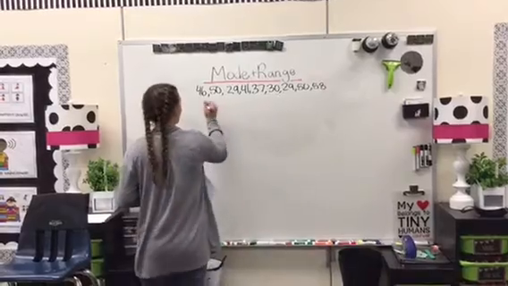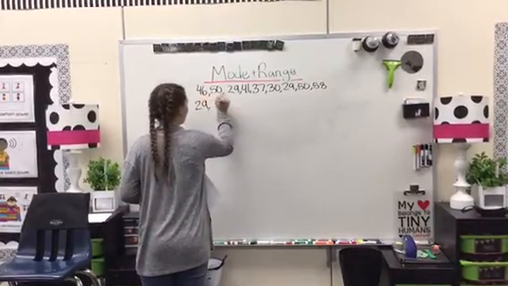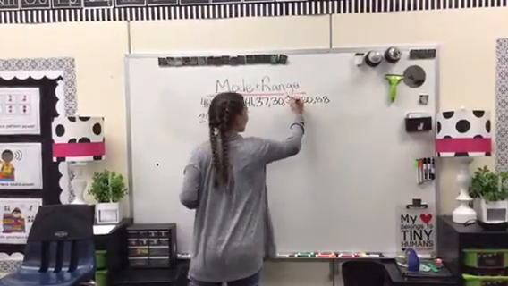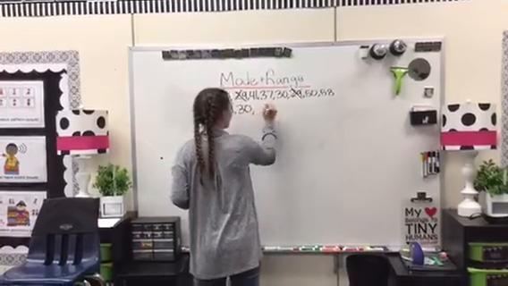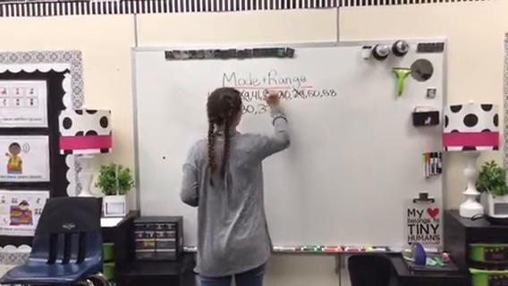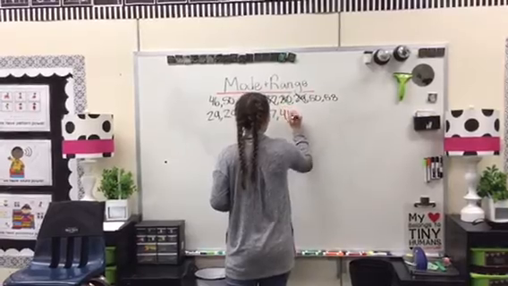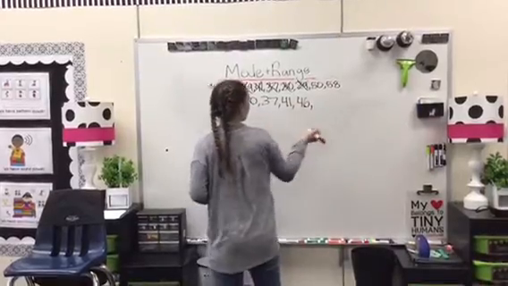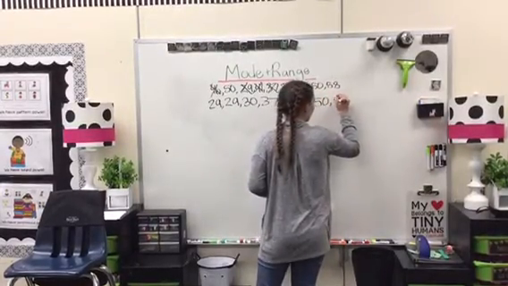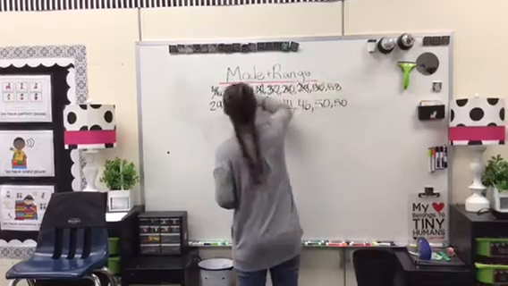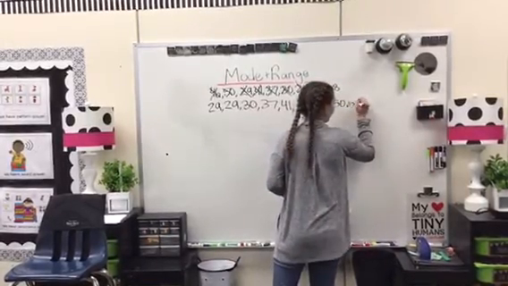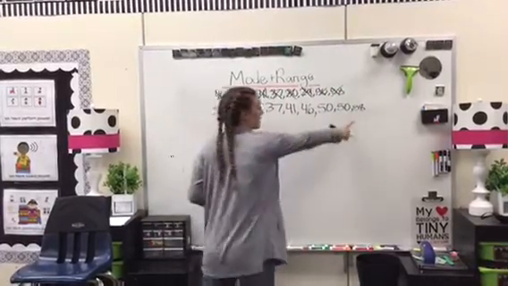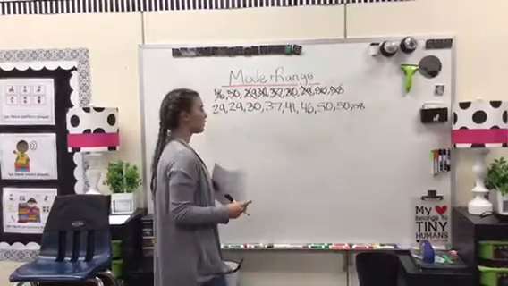And our least number is 29. And then we have another 29. And then we have 30, 37, 41, 46, 2 50s, and a 58. So, once again, we are going to look at our largest number and our smallest number and subtract.